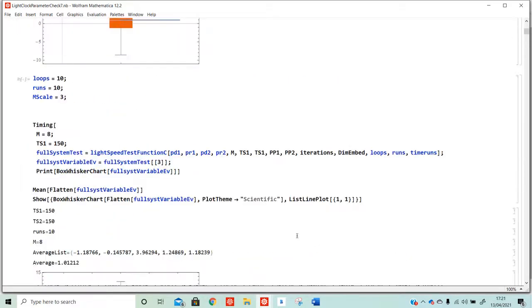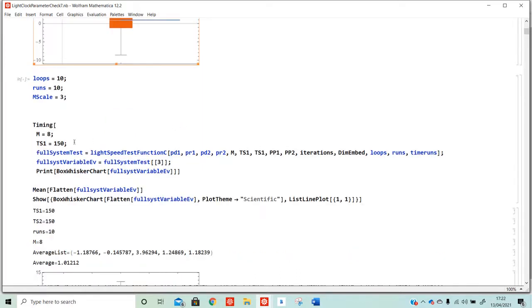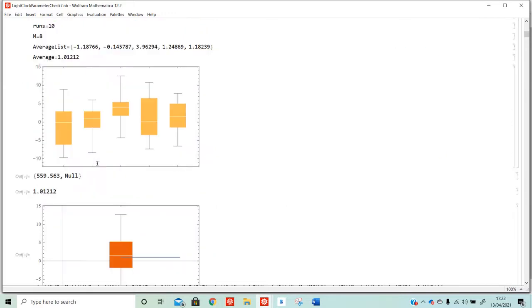But I do sometimes use 0.25. I don't know why, that sometimes happens. Anyway, here's an example. The median you can see here is quite close to 1. It's not exactly on 1, of course. And the blue line here represents 1. This is for m equal to 8.